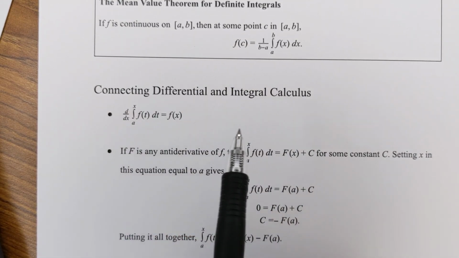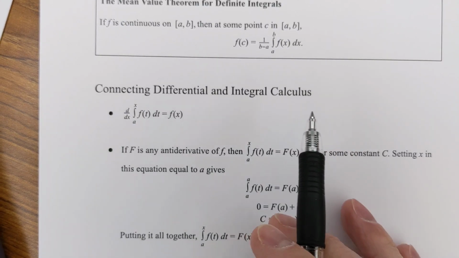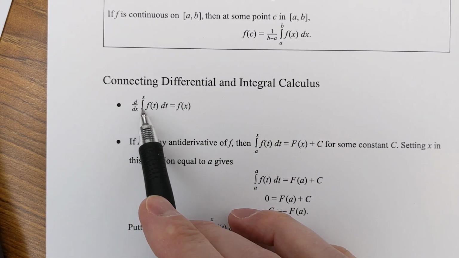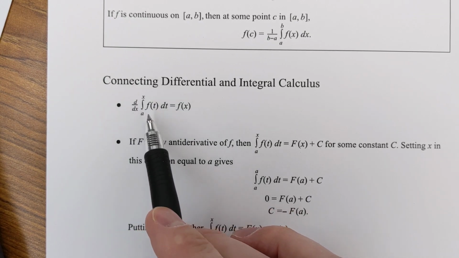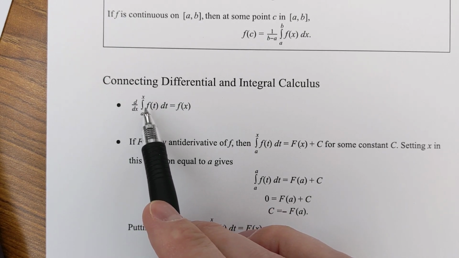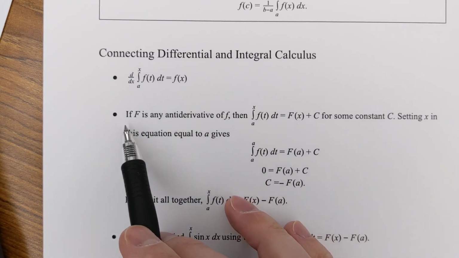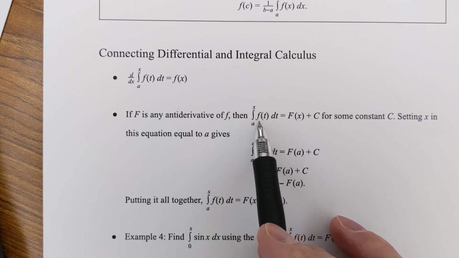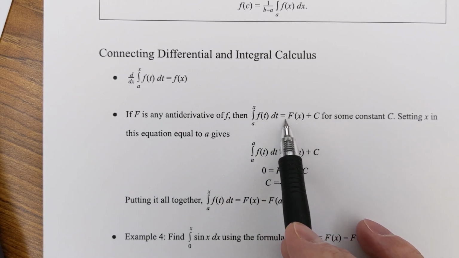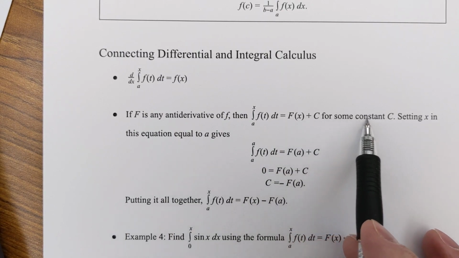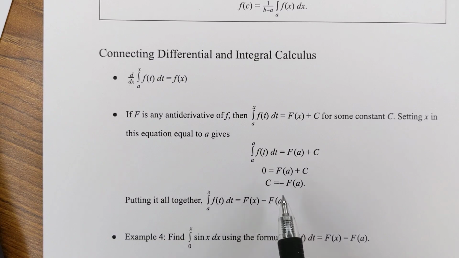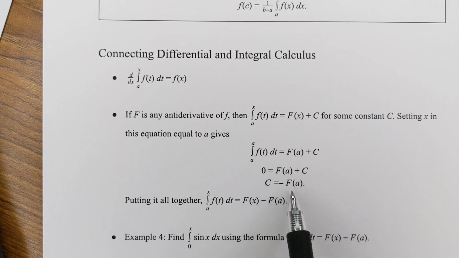Okay, connecting differential and integral calculus. So the derivative operation d over dx and the integral operation from a to x are opposite operations. They cancel each other out. So down here it says if capital F is any antiderivative of f, then the integral of little f of t is equal to capital F of x plus c for some constant c. Setting x in this equation equal to a gives you this, so the constant value at the end is always equal to negative capital F of a, whatever that happens to be.